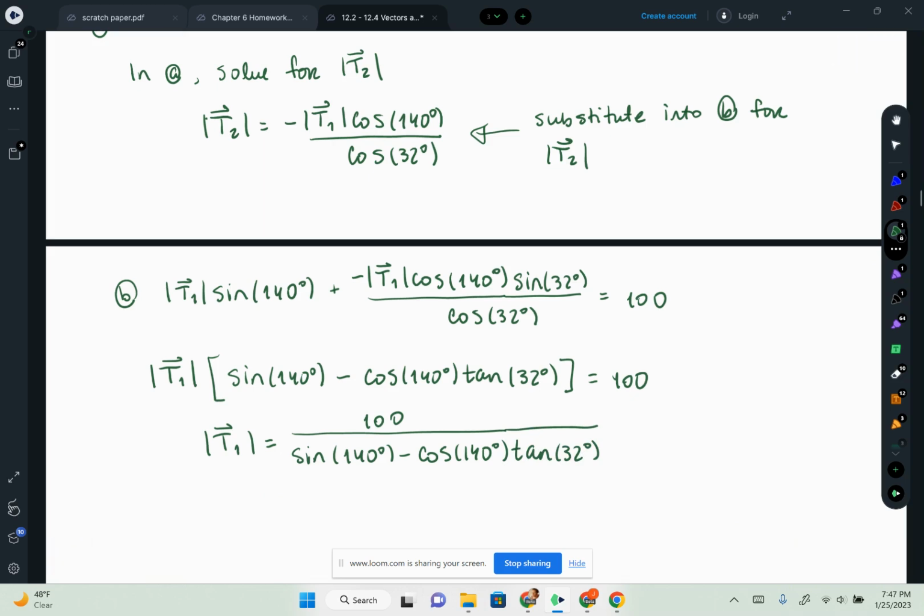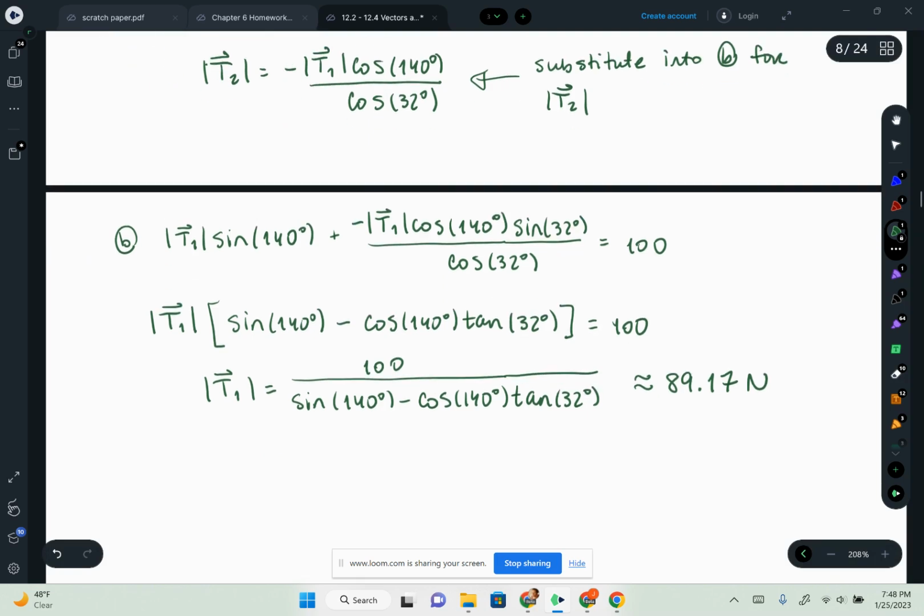And actually, I do want to just recalculate this in case, because I did use different organization. So I have 100 divided by sine of 140 minus cosine of 140 times tangent of 32. And I get that T1 in magnitude is approximately 89.17 newtons.